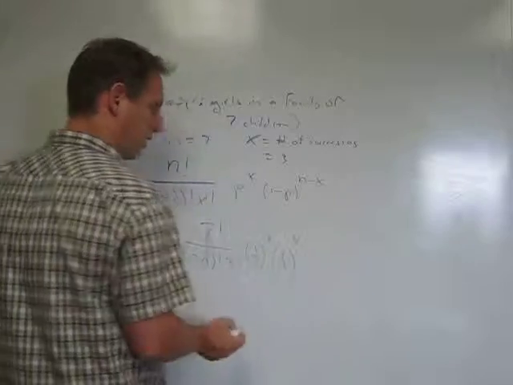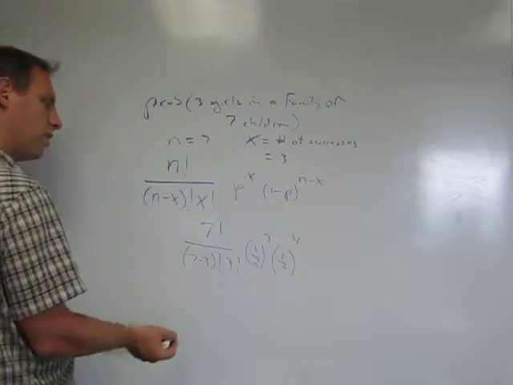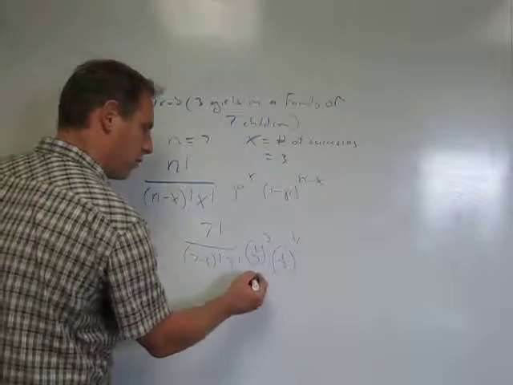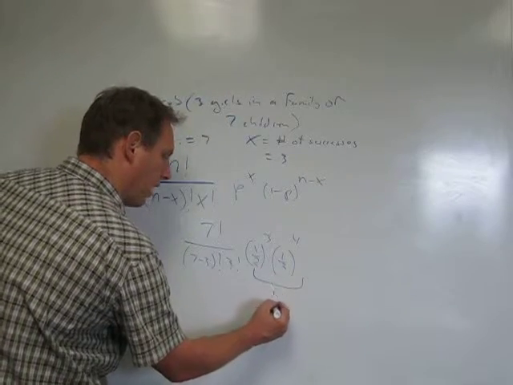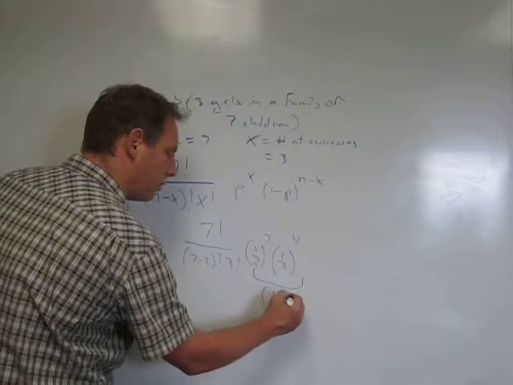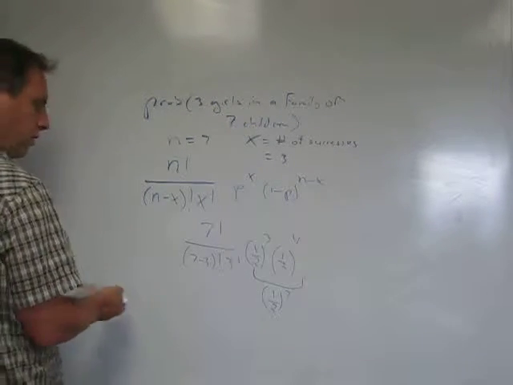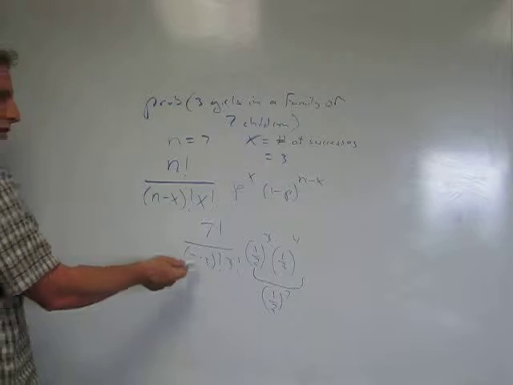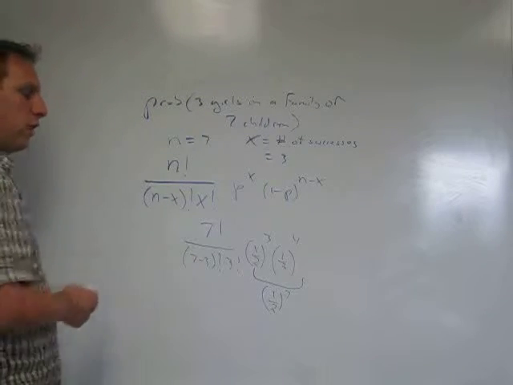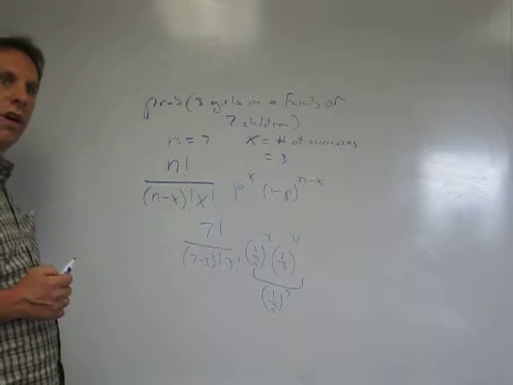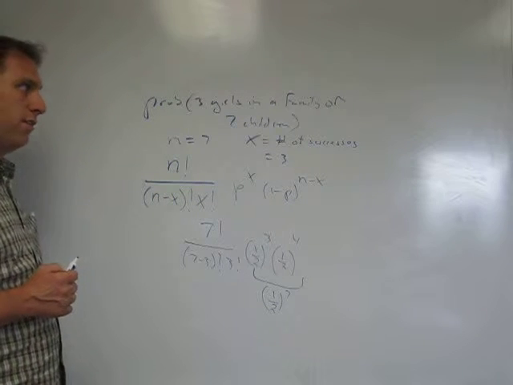And if you think about it for a second, that's the chance of boys. So this is always what we said before. This is equal to 1/2 to the 7th power. But this big factorial here, which you can solve yourself, of course, is all the ways in which you can get a particular number of 3 girls in a family of 7 children.